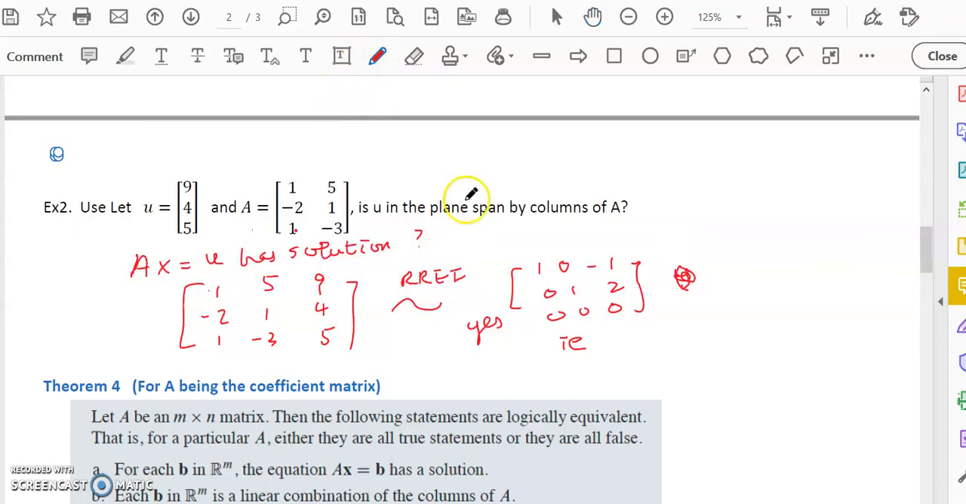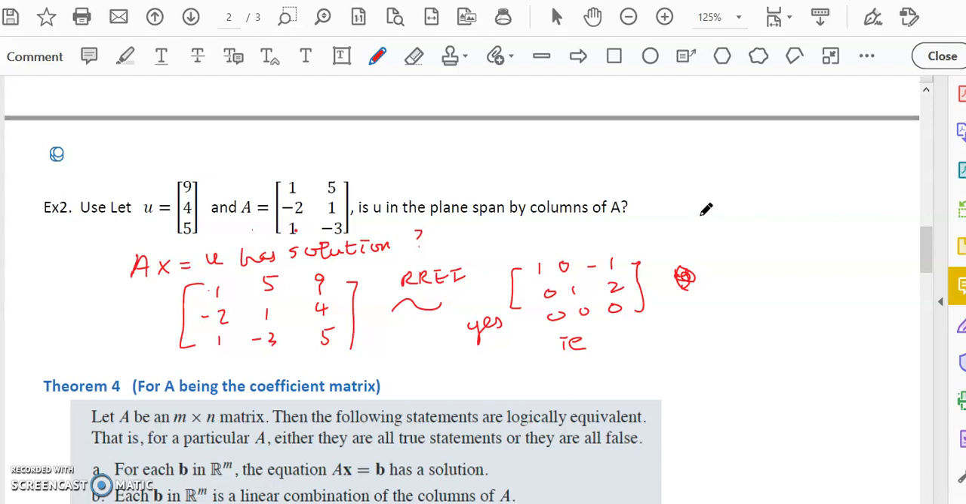Hello, linear algebra student. This video is for chapter 1.4, part 2. We're going to talk about solving the matrix equation AX equals B, and figure out, even if we don't know what the B looks like, some information about the possible solutions of the system.